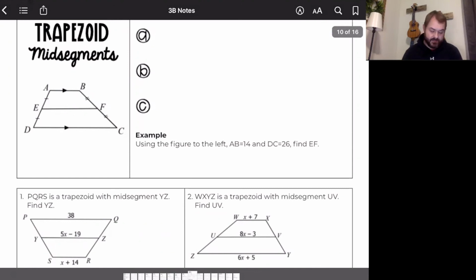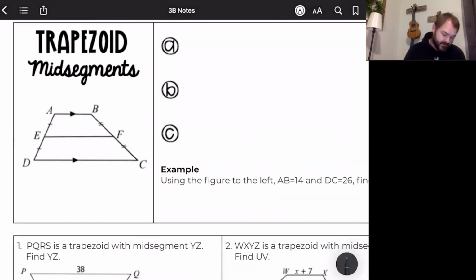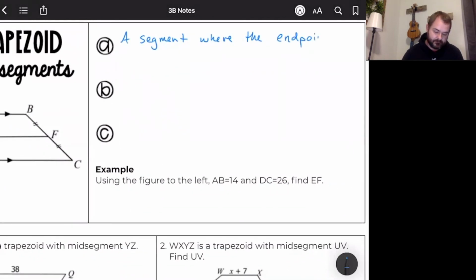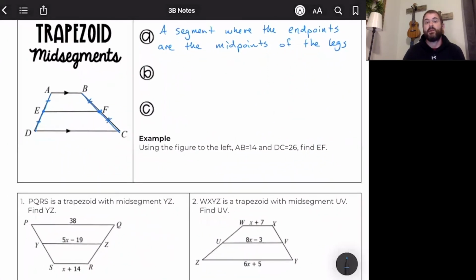First of all, we need to know what a midsegment is. Okay, so first, a midsegment in any trapezoid, whether it's isosceles or not, is a segment where the endpoints of the segment are the midpoints of the legs. Okay, and you can see that indicated here. E has to be the midpoint of AD because they mark AE congruent to ED. And F has to be the midpoint of the other leg, BC, because they're marked congruent segments BF and FC. And remember, when I mark each end of that segment congruent to the other, that means the point in the middle is the midpoint. So a midsegment is a segment where the endpoints are the midpoints of the legs.